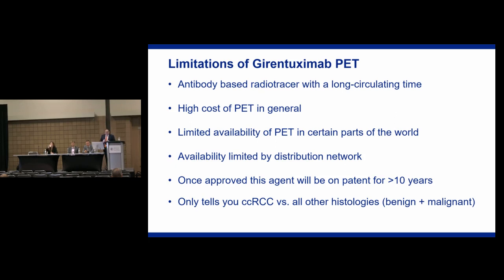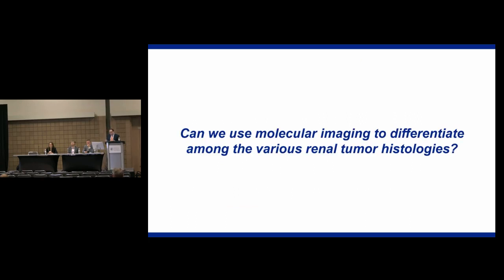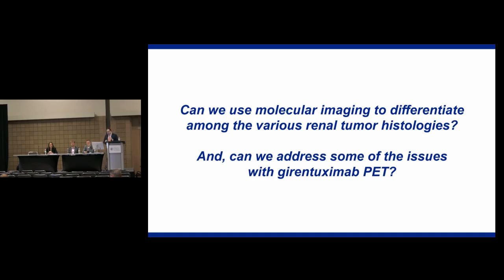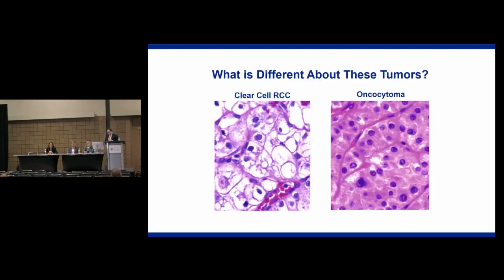And probably the most significant issue is the fact that it only tells you clear cell RCC versus all other tumor histologies. And yes, while clear cell RCC is the most common of the aggressive forms of kidney cancer, knowing clear cell RCC versus all other histologies, when all other histologies includes both benign and some indolent, but also some aggressive forms of kidney cancer, may not always be the most helpful. So the question that my group asked is, can we use molecular imaging to differentiate among renal tumor histologies, but can we address some of the issues that exist with using antibody-based girentuximab PET-CT?